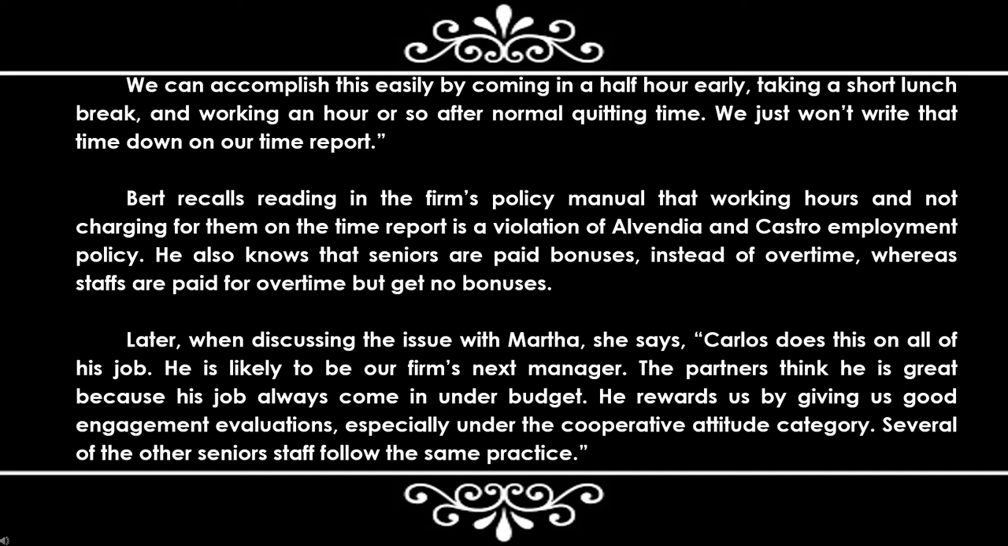Carlos said that they can accomplish it by coming in a half hour early, taking a short lunch break, and working an hour of overtime, but they will not report it in their time report. However, what Carlos presented, working hours and not charging them on the time report, is a violation that is stated in the Alvin Dia & Castro employment policy.